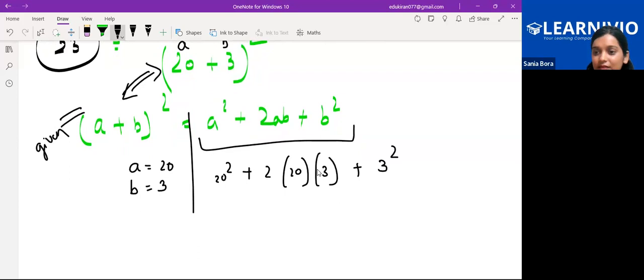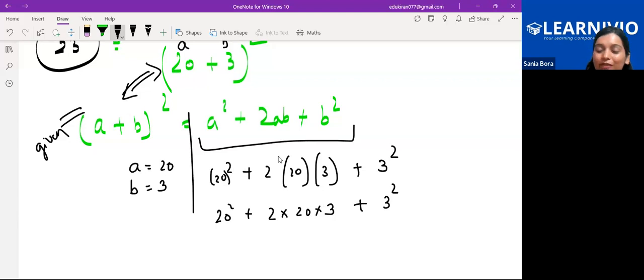Yes? Ma'am, B is 3, right? Yes, I wrote 3 square. Ma'am, we can write it like 2 bracket 20 plus 3 bracket close. You can write it like this as well: 20 square plus 2 multiplied by 20 multiplied by 3. No, ma'am, I am telling that distributive property like that. No, no, no. Don't use distributive property here.